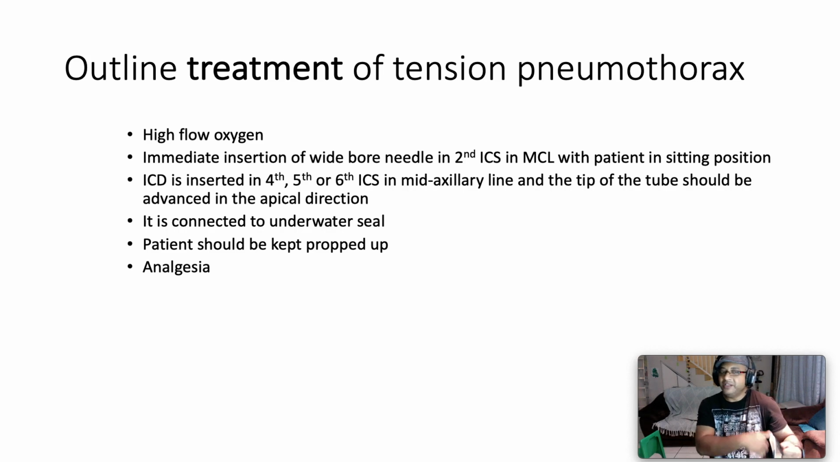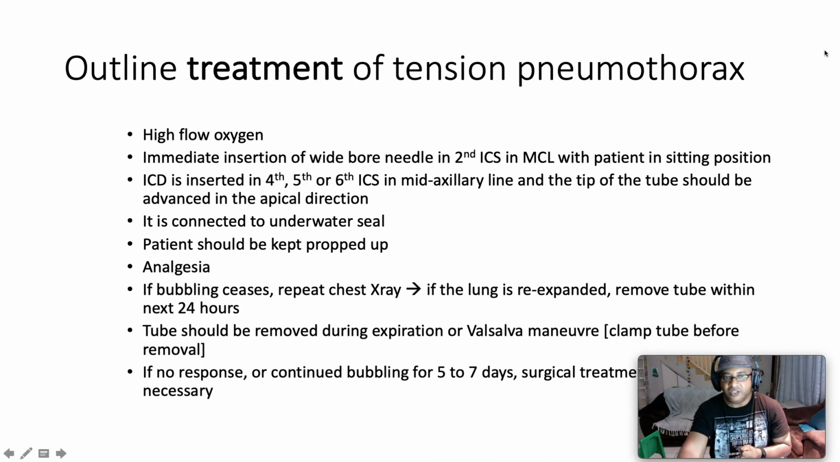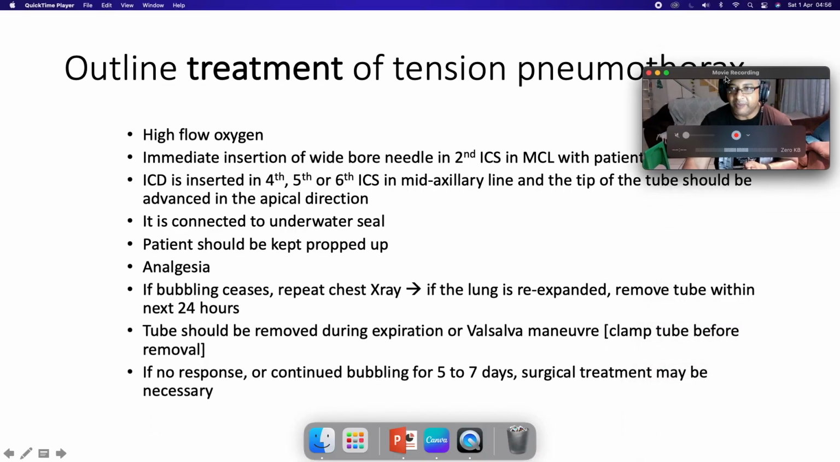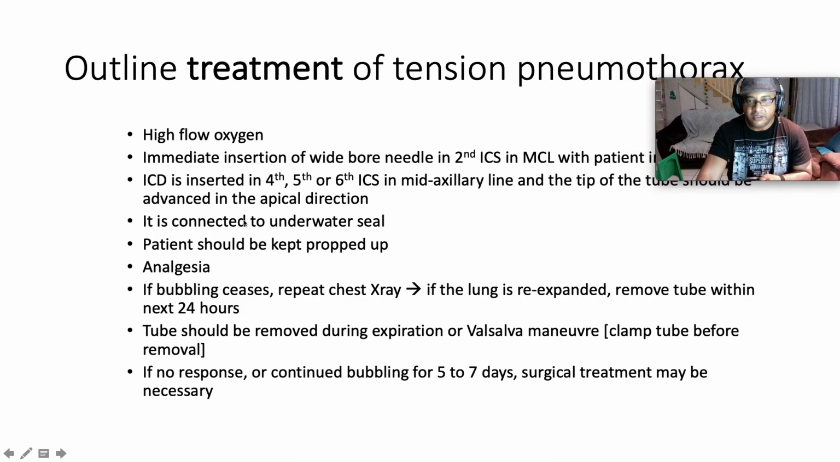And then you want to insert a formal intercostal chest drain into the 4th, 5th, or 6th interspace in the mid-axillary line on the same side, and the tip of the tube should be advanced apically, so you're going upwards, right? It is then connected to an underwater seal. The patient should be kept propped up. Make sure you provide adequate analgesia, right? So you should see good bubbling into that underwater seal drainage apparatus.